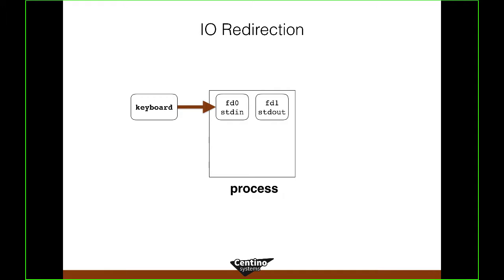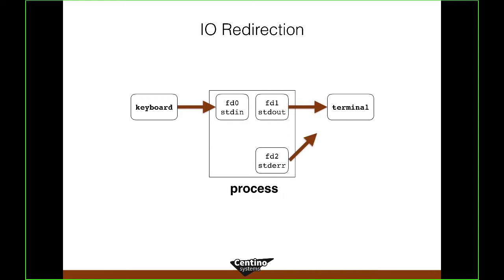Now, if I generate any output in my program, I'm going to write that to file descriptor 1 or standard out. And the default destination for standard out is to the terminal or to the console, straight to the screen. There's also a third file descriptor 2, or standard error, which by default writes to the terminal as well.